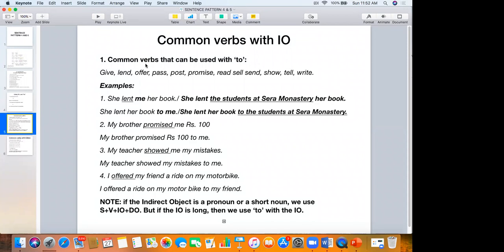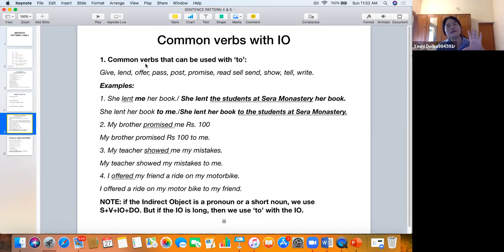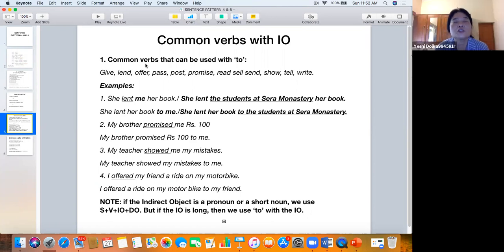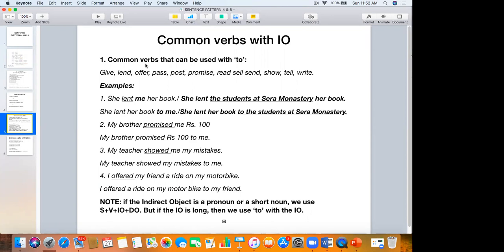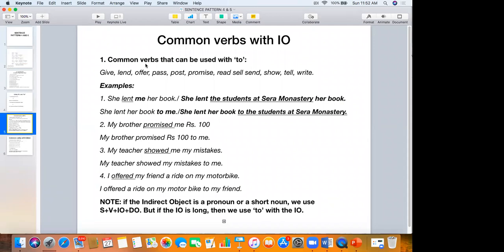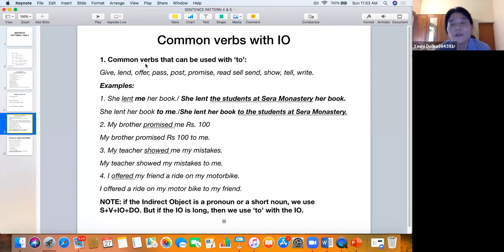She teaches grammar. You have subject, verb, object. Now we have to put an indirect object in between. She teaches grammar. Okay. She teaches who? She teaches grammar to me. I just want the indirect object before the direct object. She teaches the students grammar.